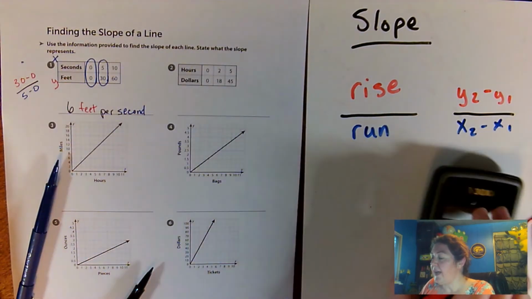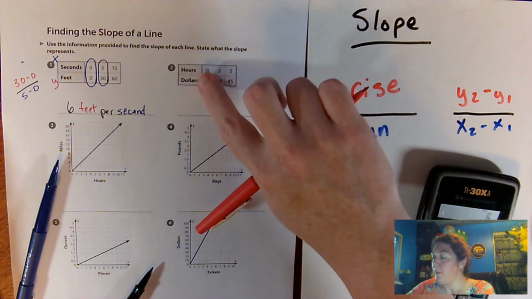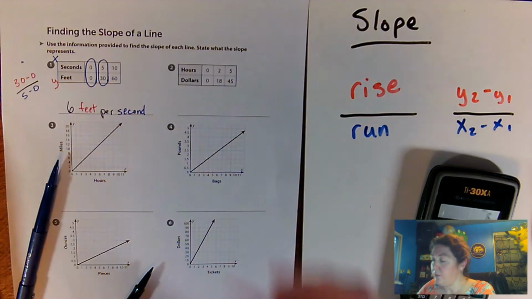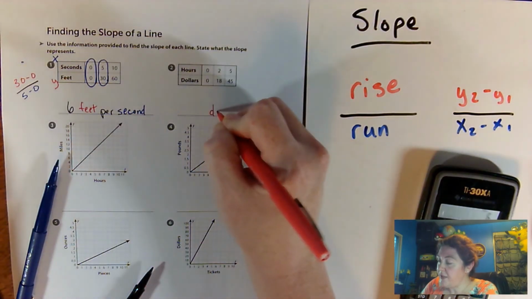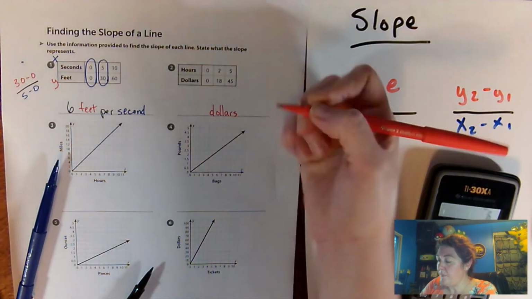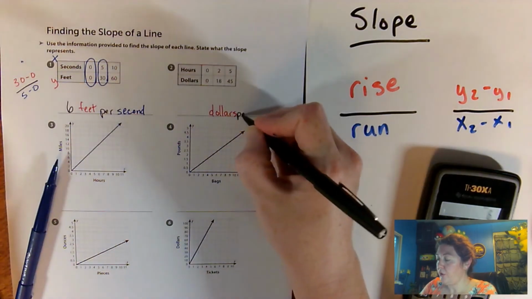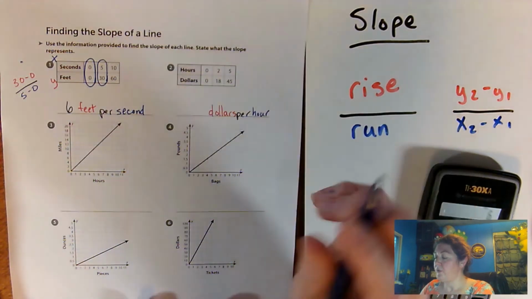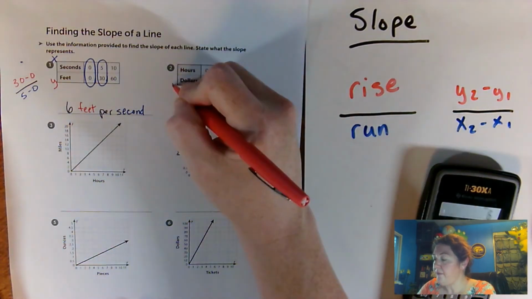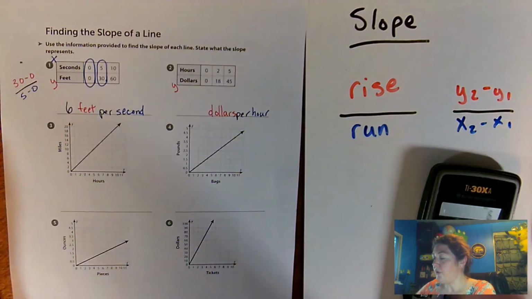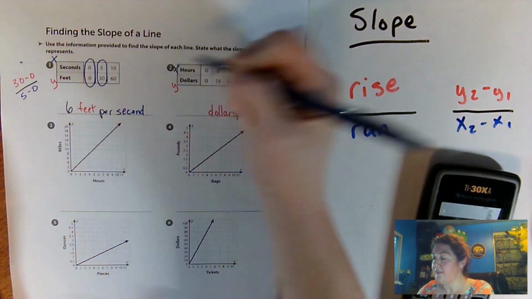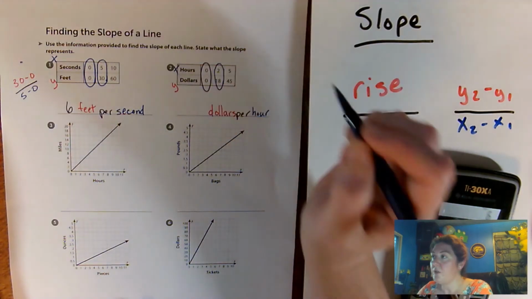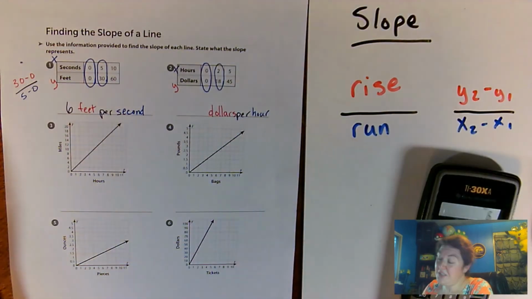Are we looking at hours per dollars or dollars per hour? Well, it makes sense to say dollars per hour. So dollars is going to be my y variable, and hours is going to be my x variable. I'm going to take two numbers. Again, it doesn't matter which ones we use. I'm just going to be lazy and keep it simple.